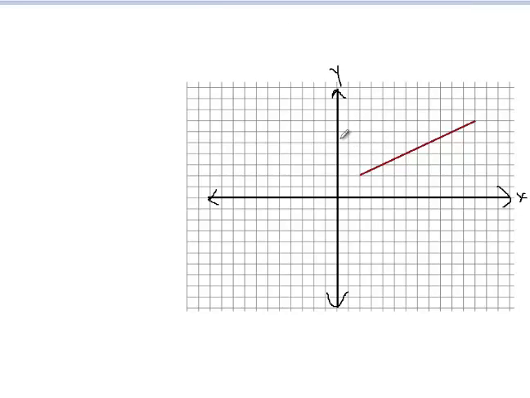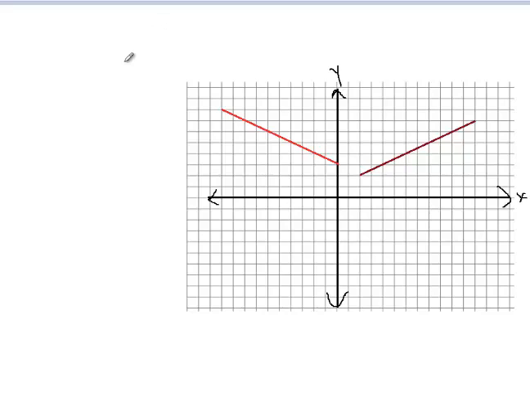So a negative slope would go downwards. This would be a positive slope. I'll also draw a negative slope, and we'll figure them both out. The one on the right would be a positive slope. This would be an example of a negative slope. Let's figure out the slope for both.